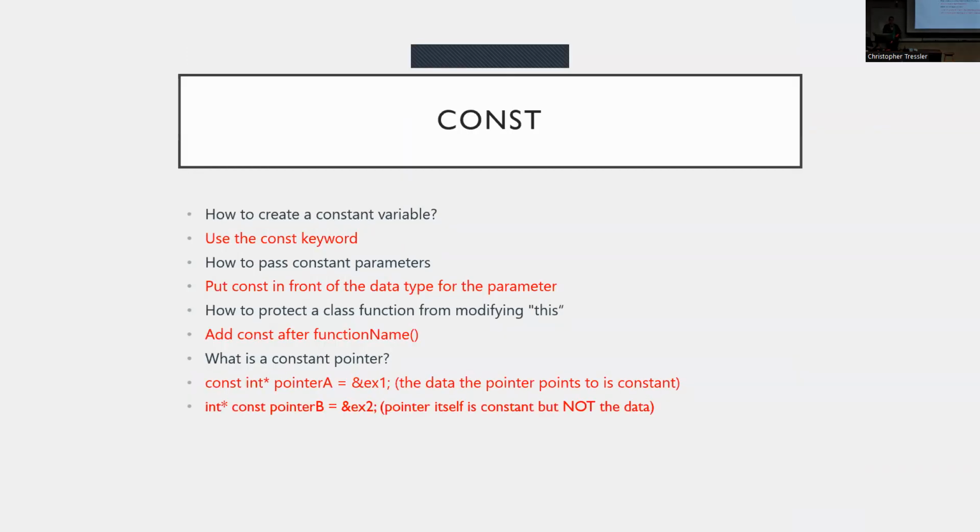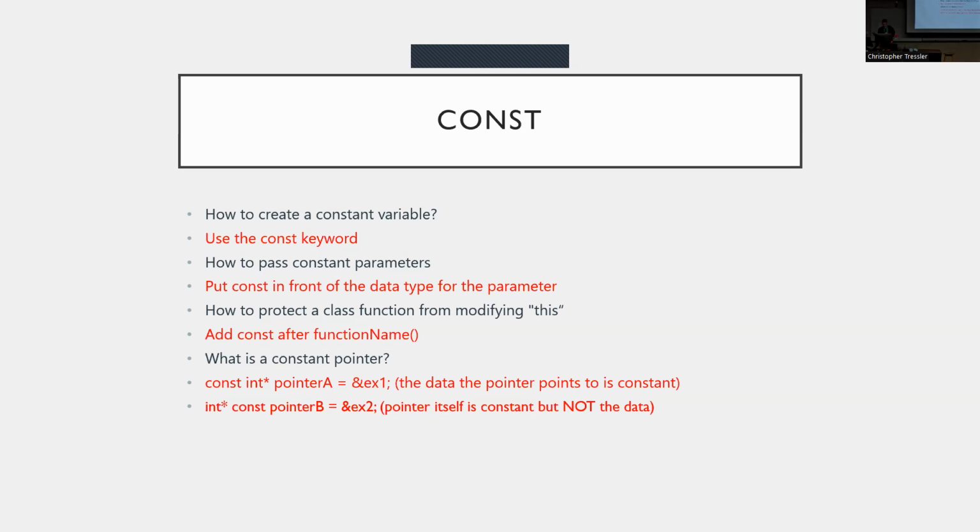All right, so here we have const. How to create a constant variable: use the const keyword. You basically put const in front of the type. How to pass a constant parameter: you're going to put const in front of the data type for the parameter, and you build the function normally, you just have the const keyword in front of it. Now, if you want to make it so that the invoking object is never touched or changed, then you can call that function as a constant function by adding the const keyword after the function name.